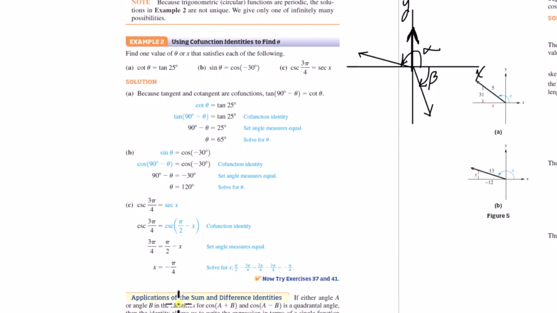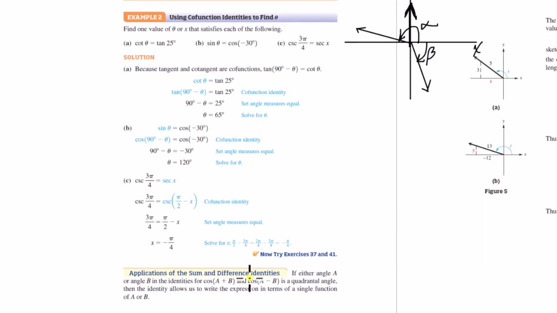Okay. Applications of the sum and difference identities. It says if either angle A or angle B in the sum and difference cosine identities is a quadrantal angle, then the identity allows us to write the expression in terms of a single function of A or B. Yeah, so if you have a quadrantal angle as A or B, then it's going to greatly simplify, because the cosine of a quadrantal angle is going to be 0, 1, or negative 1.